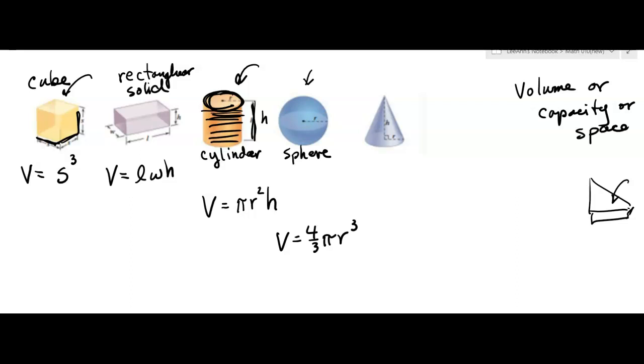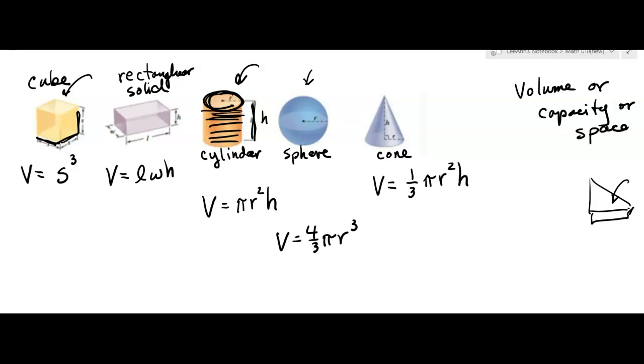Okay, and then this last one is called a cone. And the volume of a cone is 1/3 pi r squared h.